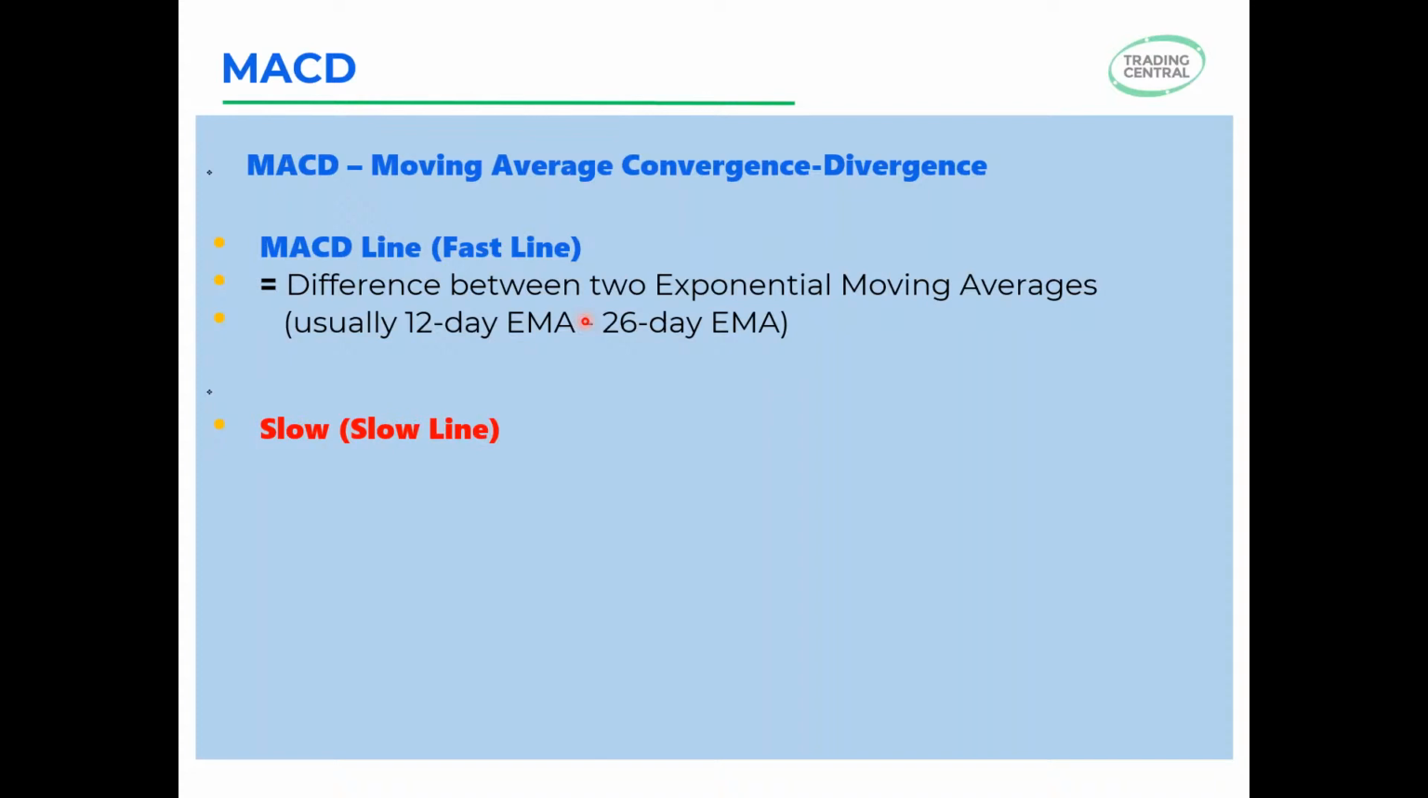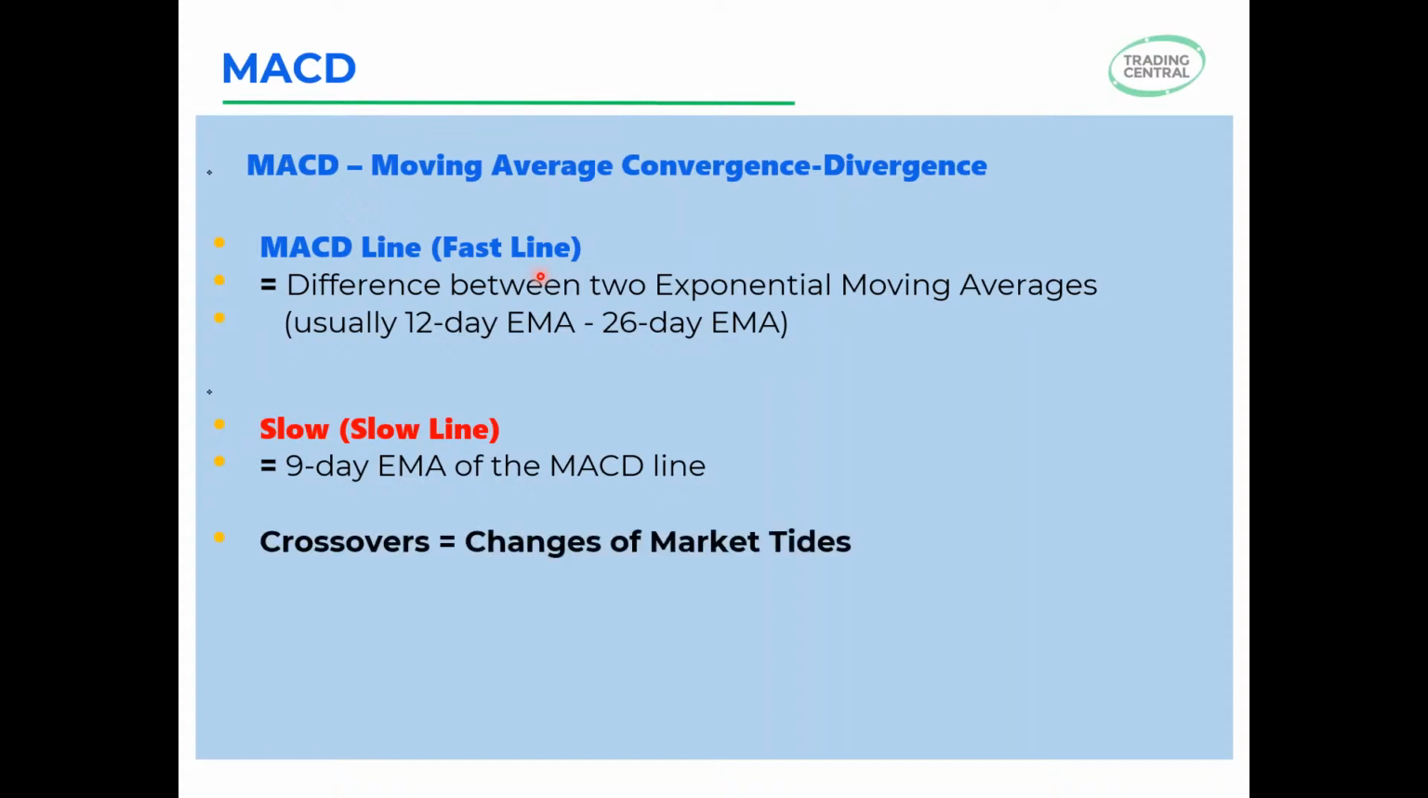Now we have the fast line, blue in color. We have the slow line. Slow and fast. It is in fact a 9-day moving average of the blue line. Well, I hope you don't feel dizzy at the moment. Now, we'll talk about how to use it.